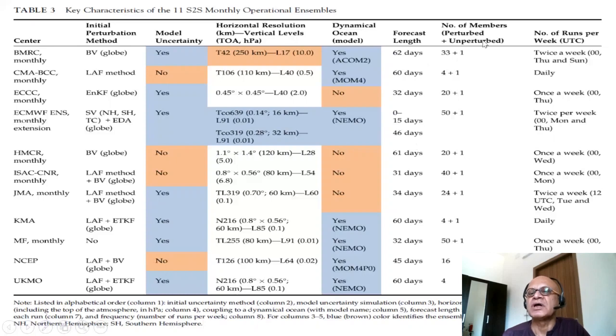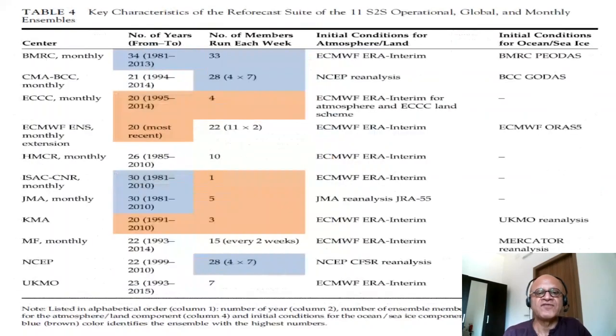The number of ensemble members, perturbed and unperturbed, also varies, and the number of runs per week also varies. So even if you are doing monthly forecasts, they can be done several times a week. So here twice per week on Thursday and Sunday. CMA is doing every day, once a week, twice per week, and daily, and so on and so forth. So when you combine them to produce, let's say, a once a week forecast, there will be ways to combine them to increase the number of multi-model ensemble members, for example.